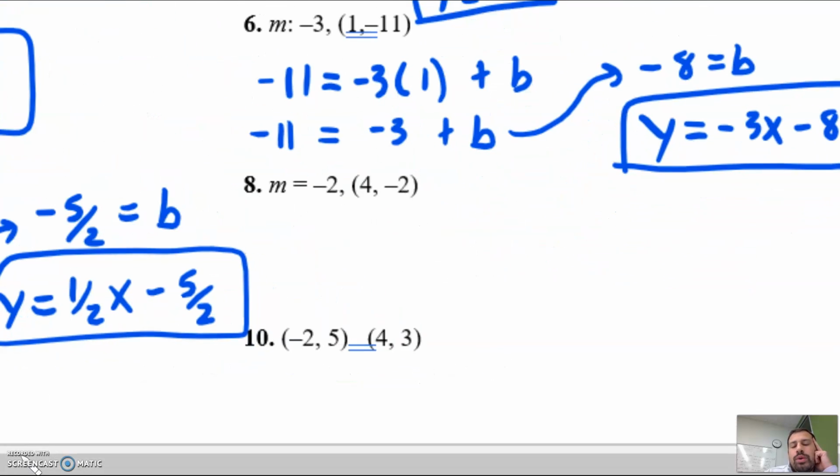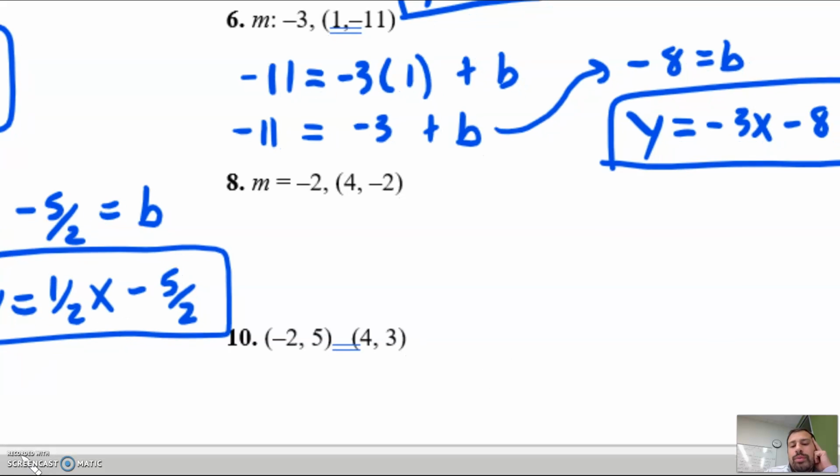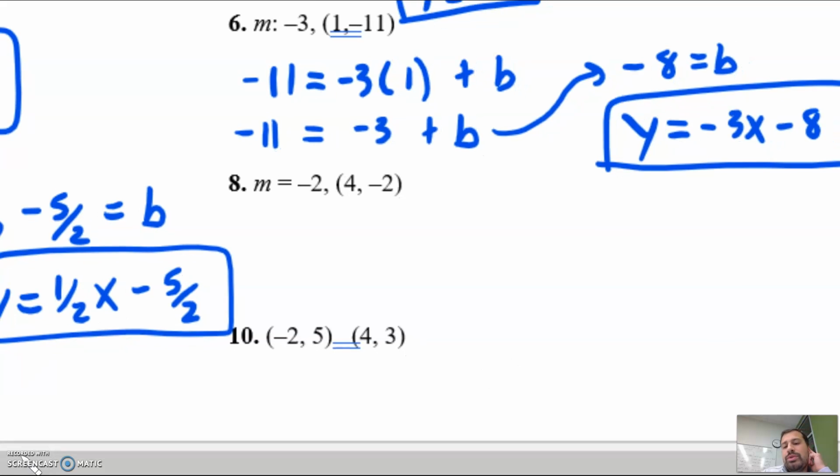I'm going to do one more with number 8. I know that I told you to go through number 8, but I'm going to go through the steps on what I would do to do number 8. So to start, I would plug the point in and the slope in, and then solve for b. So when I plug the point in, negative 2 goes in place of the y. Negative 2 goes in place of the m. 4 goes in place of the x.